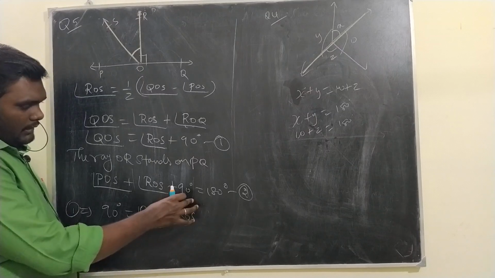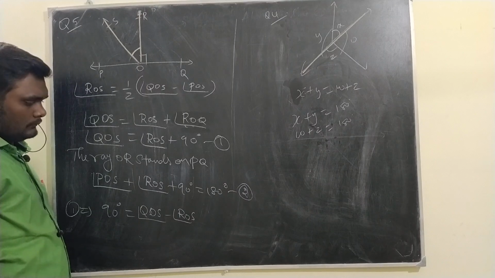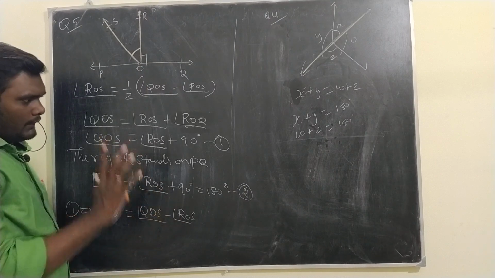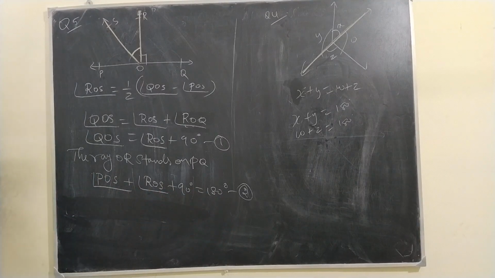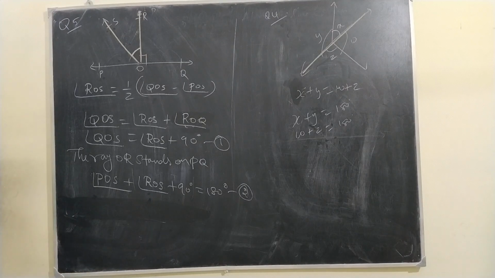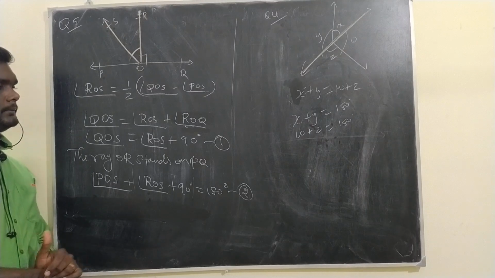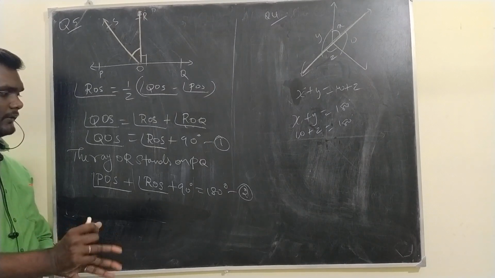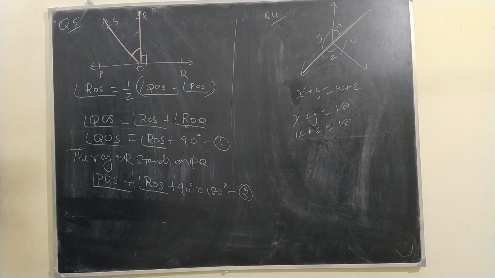If you substitute that here, it will get cancelled, right? ROS will get cancelled. Then some other way we have to represent. POS came. 90 degree ROQ we can represent, not a problem. See, 2 times ROS we need. So for that, I am going to subtract 1 and 2 simply.